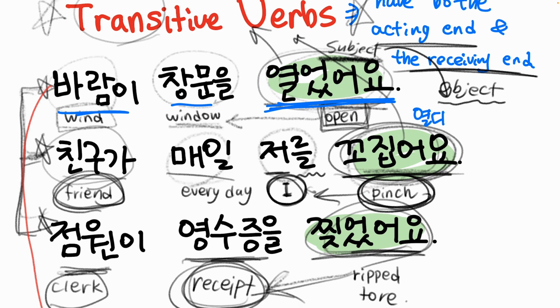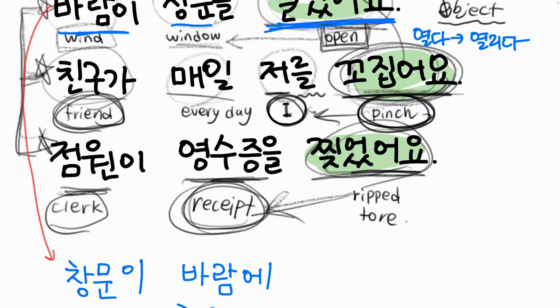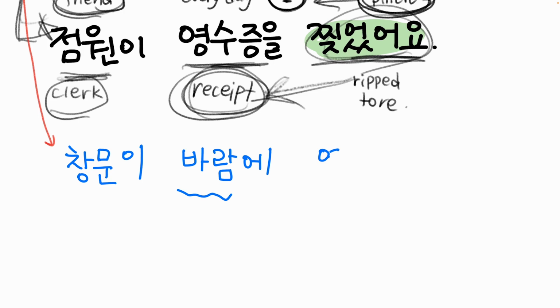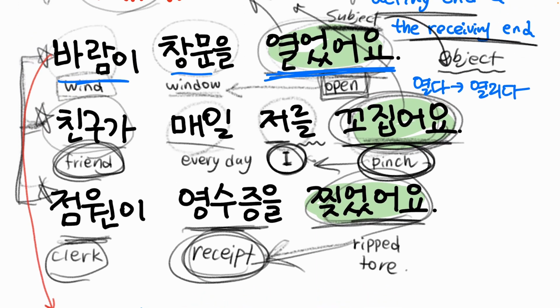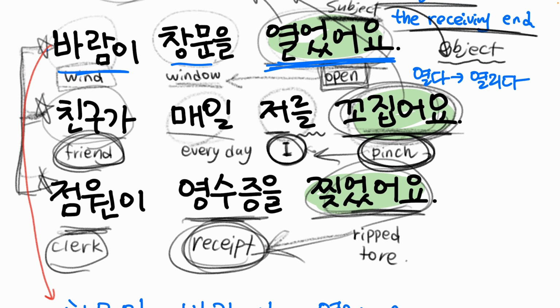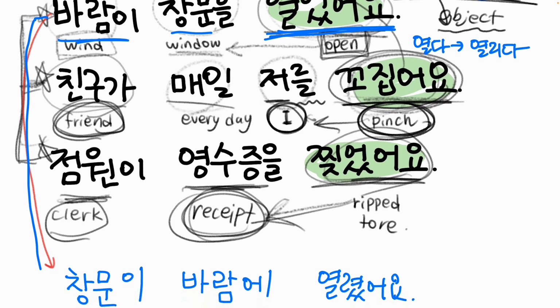And now we should be using the passive form of 열다. 열다's passive form is 열리다. So you can say 창문이 바람에 열렸어요. 창문이 바람에 열렸어요 would be the passive version of 바람이 창문을 열었어요.